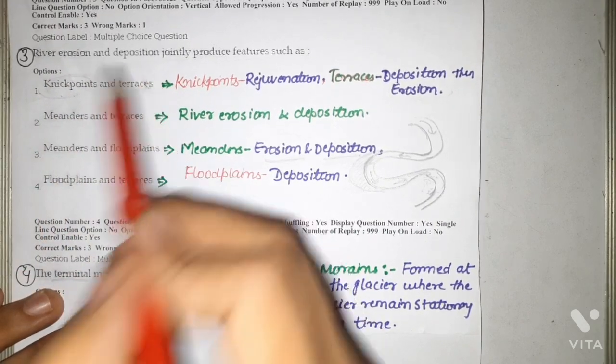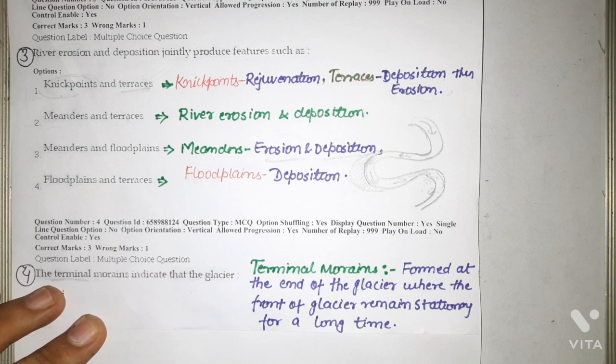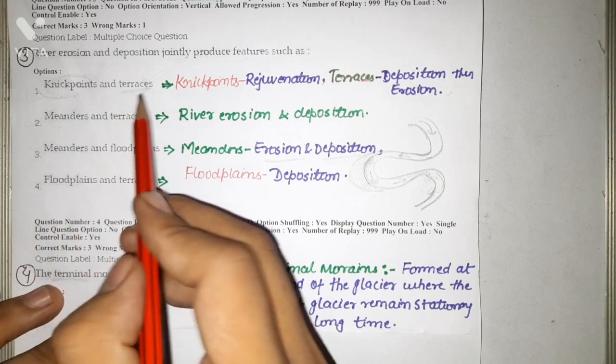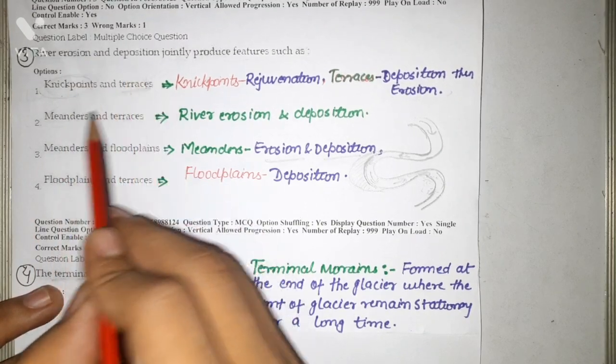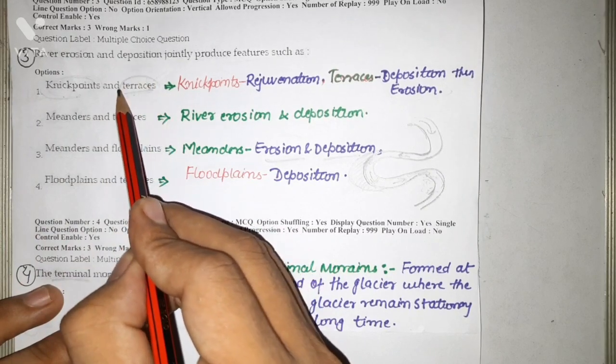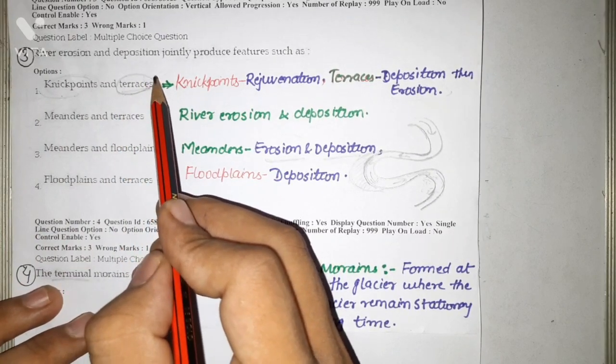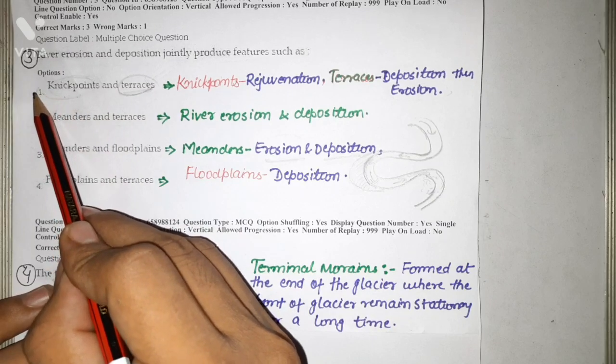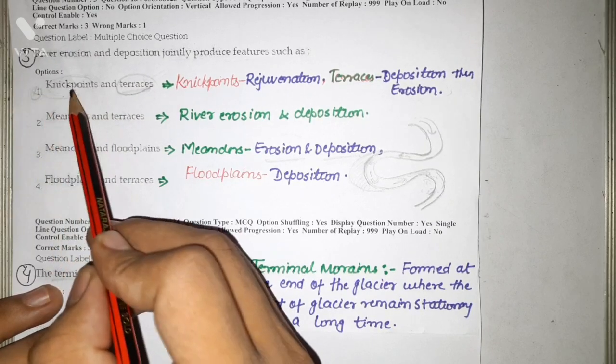While terraces, which are also known as river terraces, the mechanism of formation of river terraces consists of two steps. First step involves formation of floodplains during the late mature stage, that is deposition. And the second step involves erosion of this floodplain because of rejuvenation, which increases the erosive capacity of rivers. So clearly in the formation of terraces, both erosion and deposition act together. That is, terraces are formed jointly by river erosion and deposition. So we have got our one landform which is formed jointly by erosion and deposition. This is an incorrect option because nick points are not formed by both erosion and deposition.